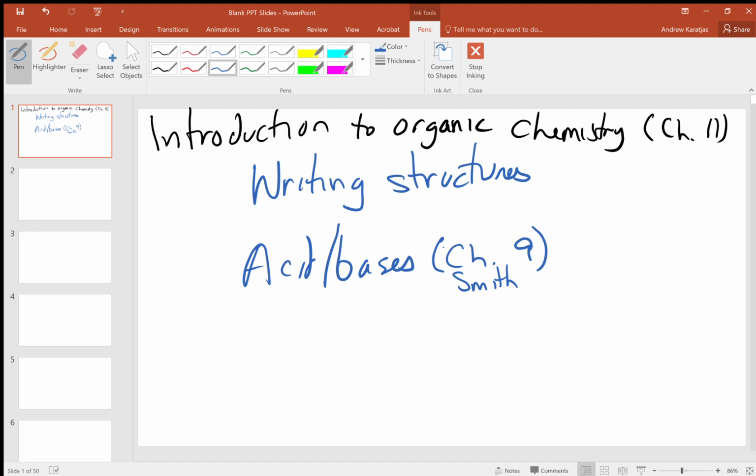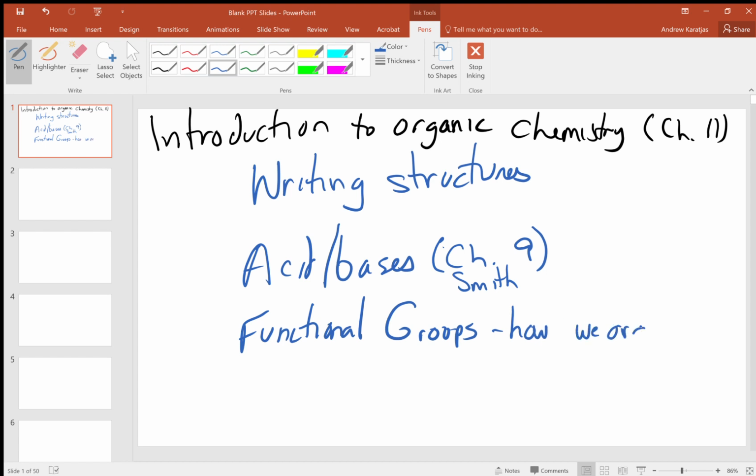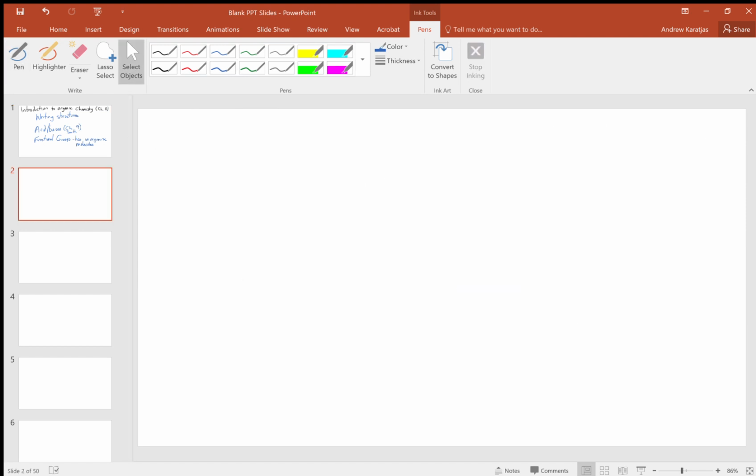And then finally, we'll talk about functional groups. Functional groups are how we organize molecules. And so we'll talk more about that when we get there. But for now, what we'd really like to start with is to discuss how we write organic molecules.